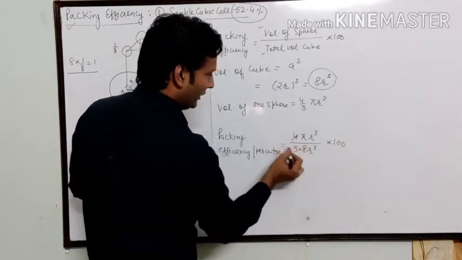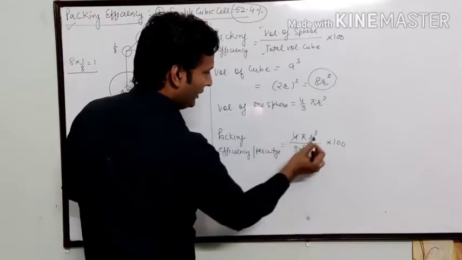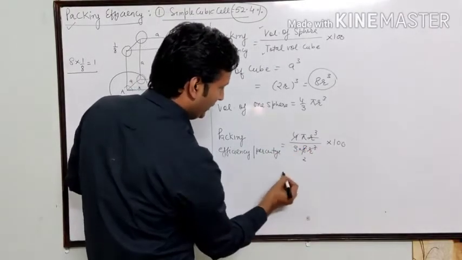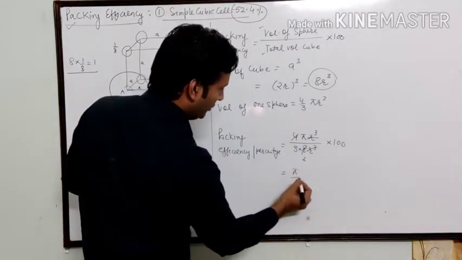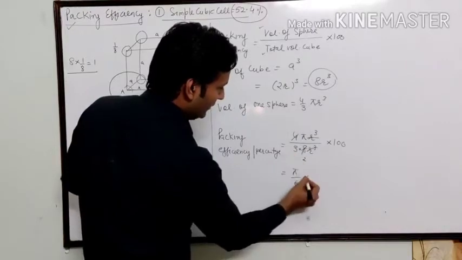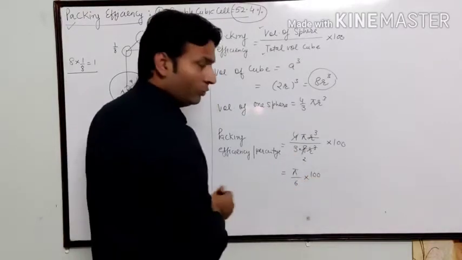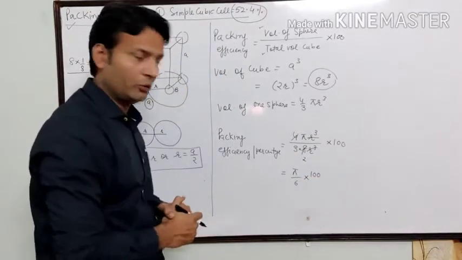Now 4 can be cut by 8, it is 2, and R cube is cut by R cube. Now it is pi upon 6, 3 into 2 is 6, into 100. As you know, the value of pi is 3.14.